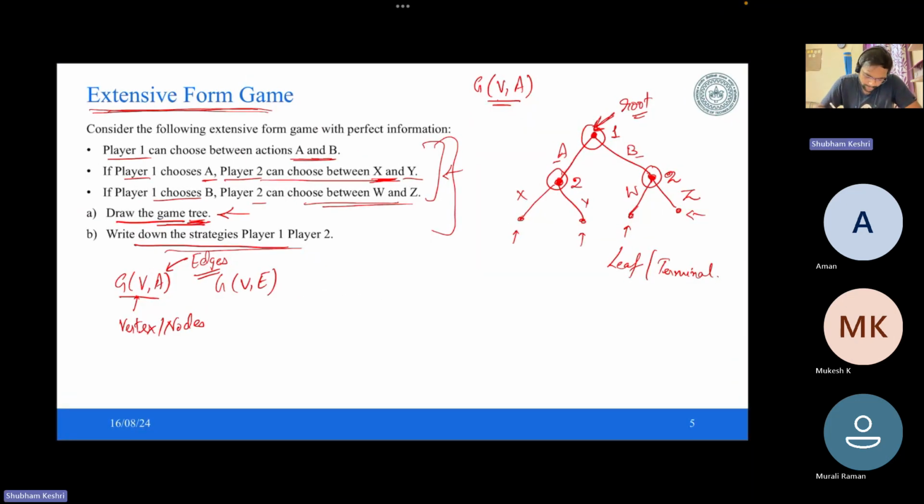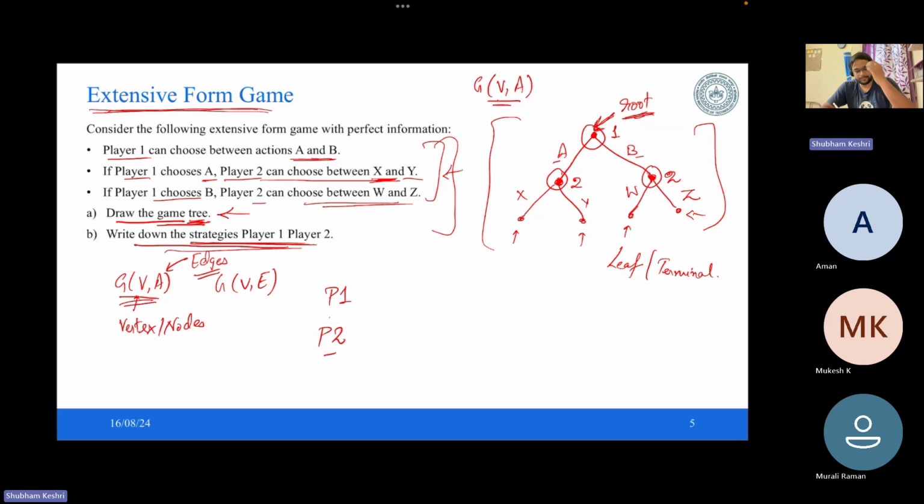Okay, so what I was saying is, this is the game tree, and this terminology, decision nodes, is not taken from graph theory. But the terminologies which I have labeled as root node and leaf node are actually taken from graph theory. So now the next question asked is, what are the strategies of player 1 and player 2?